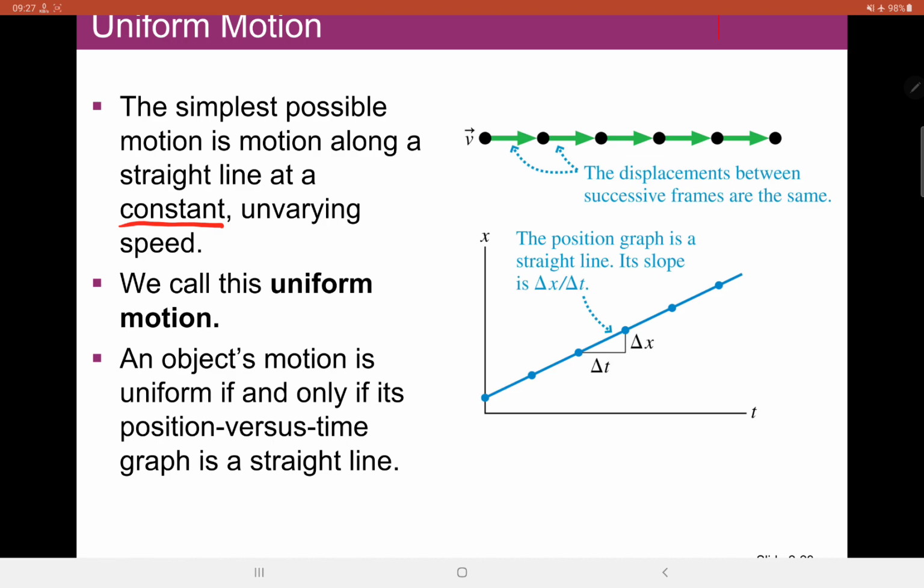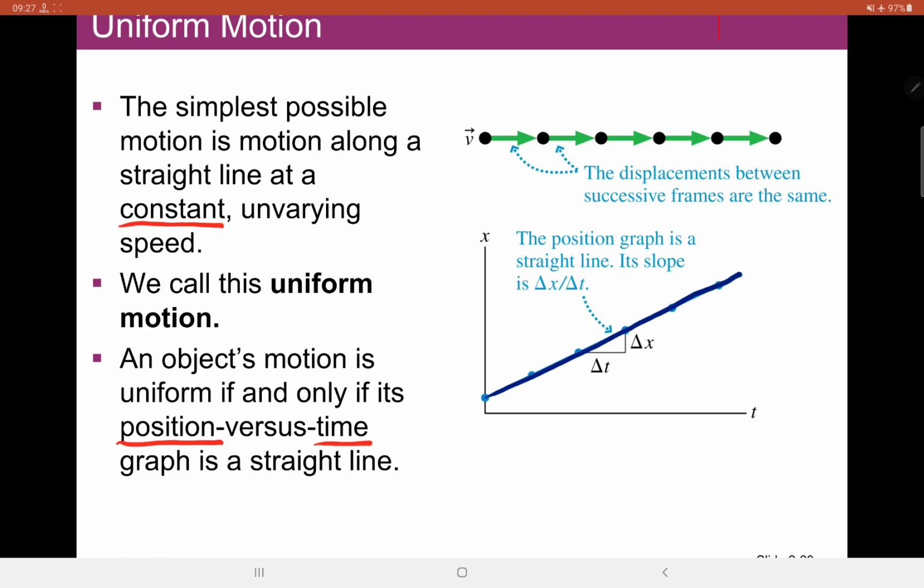An object's motion is uniform if and only if its position versus time graph is a straight line. This part is very important. You can understand it by studying its position time graph. This is not a distance time graph. This is not a displacement time graph. At the moment we are talking about a position time graph, or sometimes you can say coordinate time graph. And it should be a straight line. As you see from this graph, we have a straight line.